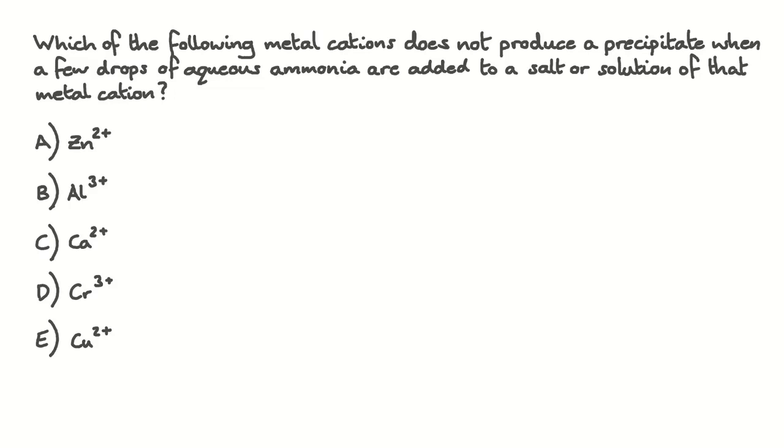Which of the following metal cations does not produce a precipitate when a few drops of aqueous ammonia are added to a salt or solution of that metal cation? A. Zn2+, B. Al3+, C. Ca2+, D. Cr3+, or E. Cu2+. The question describes these 5 options as metal cations. We are dealing with cations of zinc, aluminum, calcium, chromium, and copper.